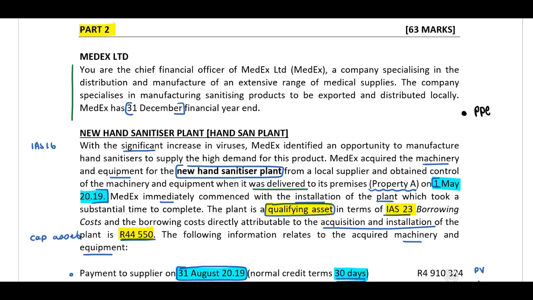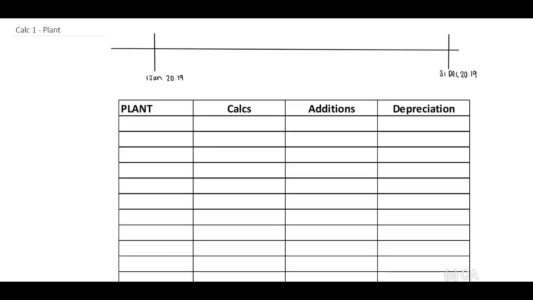It was delivered to the premises, property A, on 1 May 2019. Medex immediately commenced with the installation of the plant, which took a substantial time to complete, and the plant is a qualifying asset in terms of IAS 23, and therefore we can capitalize this 4450. Again, how important, guys, remember, work with a plan of action. On a new page, I will indicate that this is my calculation 1. This is my calculation of my plant.